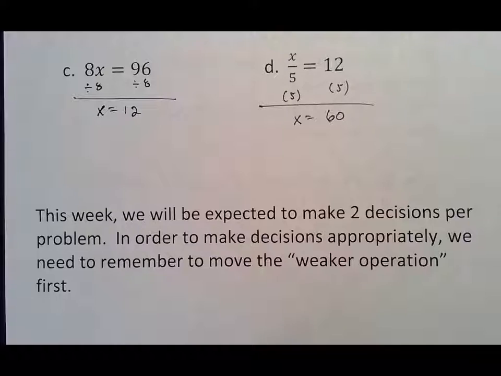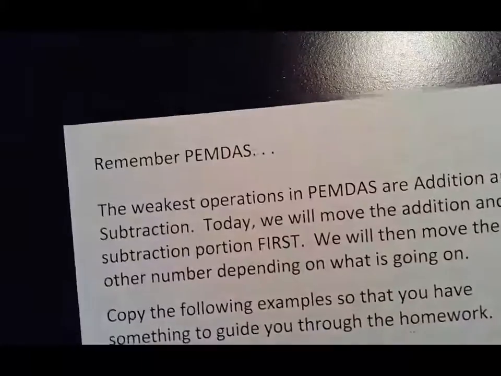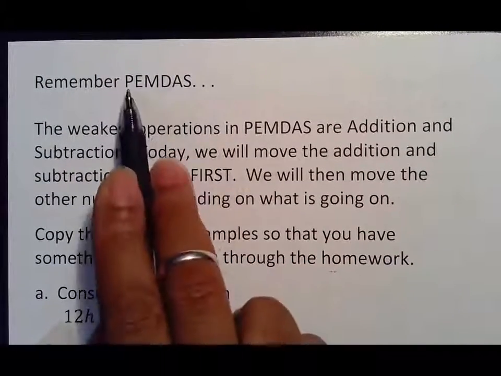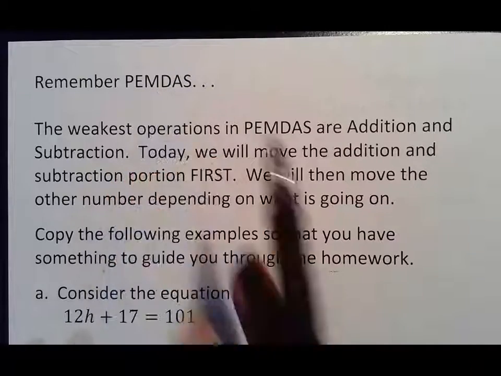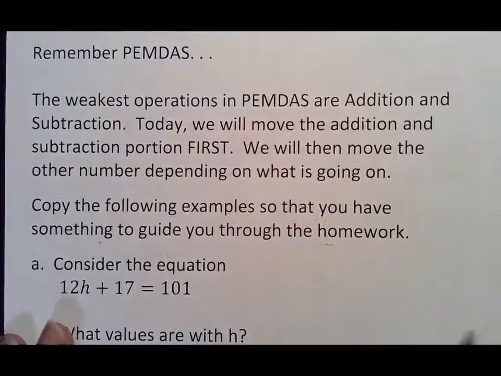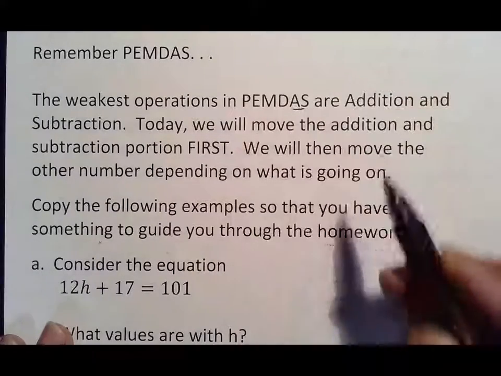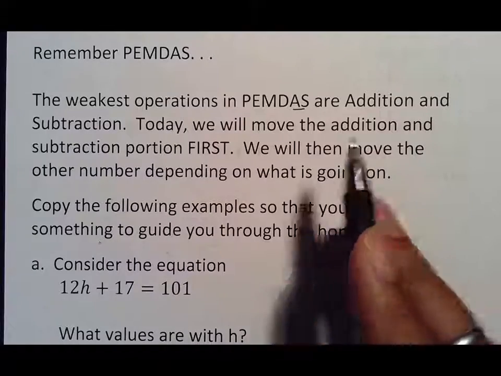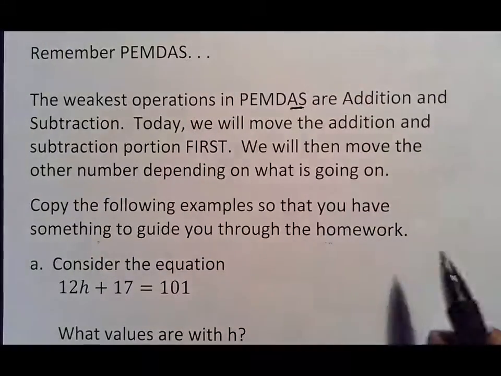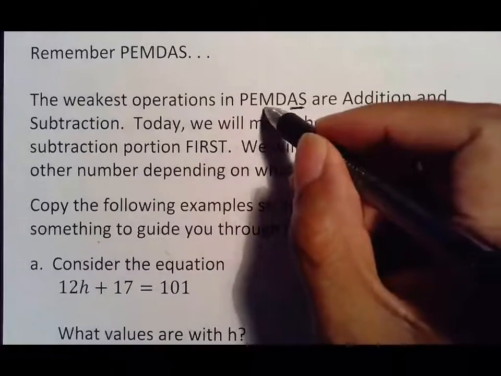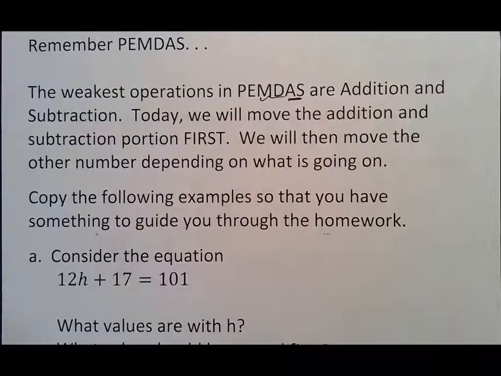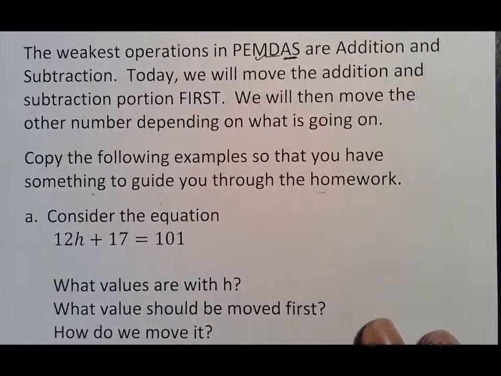In order to make the decision appropriately, we need to remember to move what we call the weaker operation first. If you remember PEMDAS, that was week 2, where we learned parentheses, exponents, multiplication, division, addition, subtraction. The weakest operations in PEMDAS were these 2. Remember I said they were like students. Today we're going to move the addition and subtraction first because they are the weakest. After that we'll move on to whatever else is there, which is usually multiplication and division. Once you get used to it, it's really not that bad. It's just making sure that you pay attention when we first start going over it.